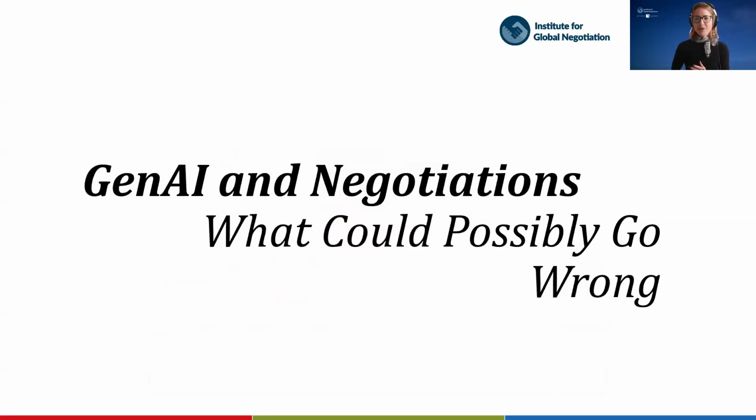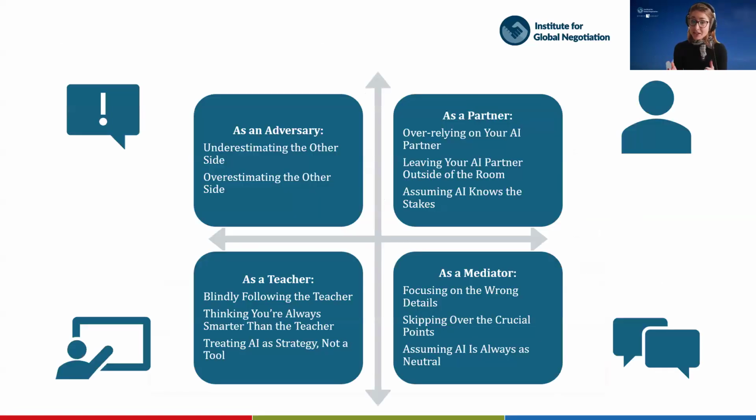But I did say that I'm going to scream about the risks for a bit. So Gen AI and negotiations, what could possibly go wrong? A lot of things could go wrong. Not all are AI related. So a lot of things could go wrong just because of the way that negotiations work.